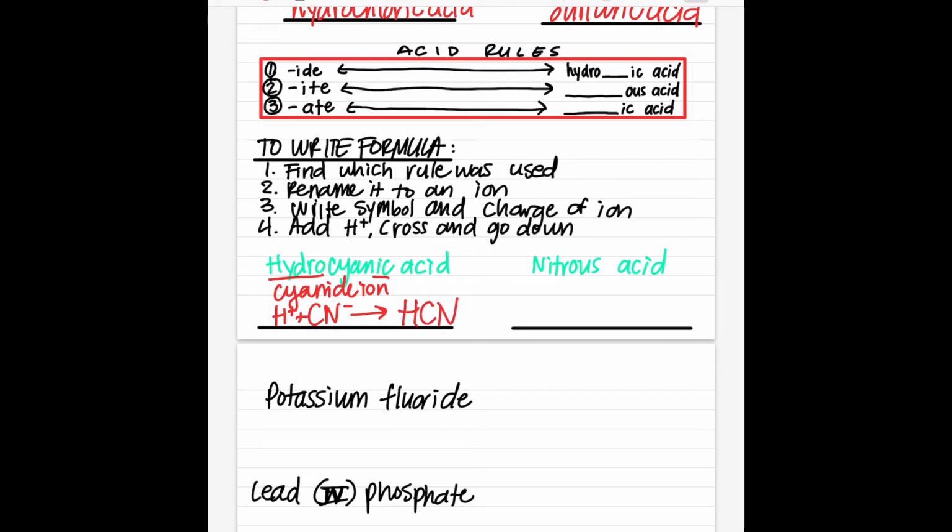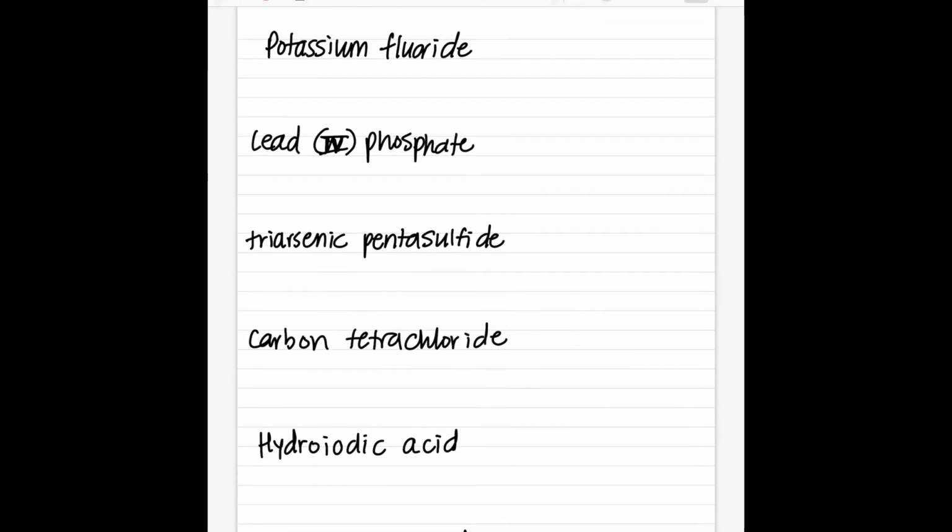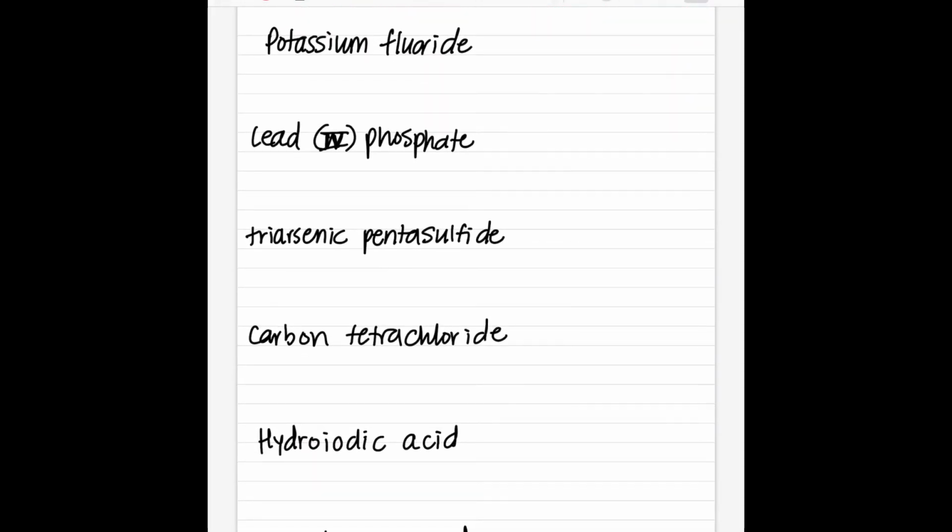Nitrous acid. I've got this OUS, and there's only one rule that does that, rule 2. Nitrous acid means it was nitrite ion, which is NO2 minus. Put your H on the front and you get HNO2. And that's it. Here's a couple of examples. I've got 6 here where the name's given and you write the formula. If you would like to pause this video and try these out, now's a good time to pause.